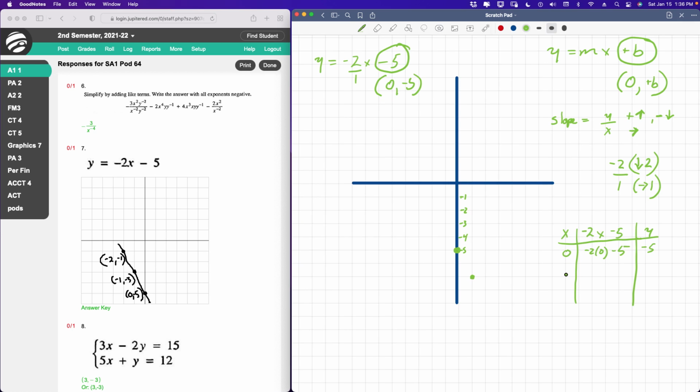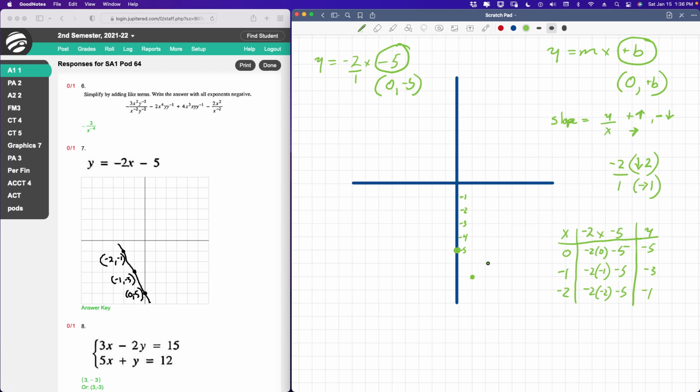So let's do -1. We put in -2 times -1 minus 5. That's going to be a +2 minus 5. It's -3. Okay, let's pick -2. -2 times -2 minus 5. That's a +4 minus 5, which is a -1.